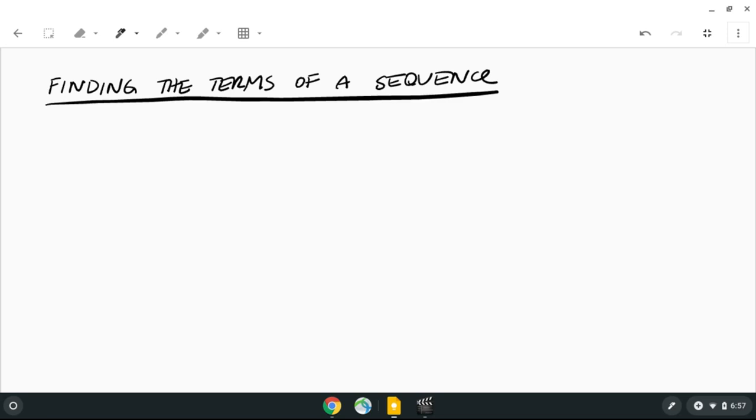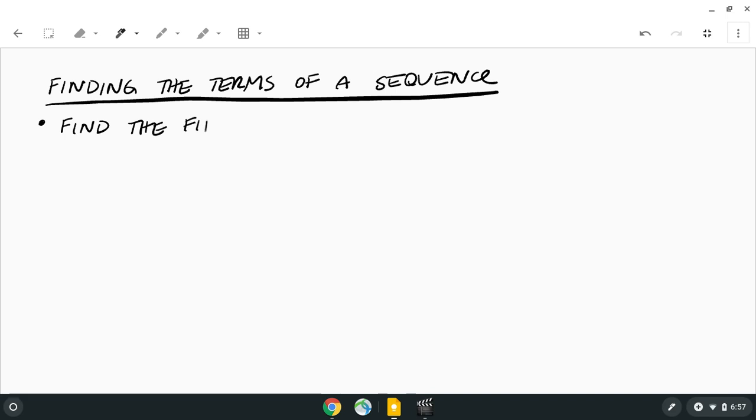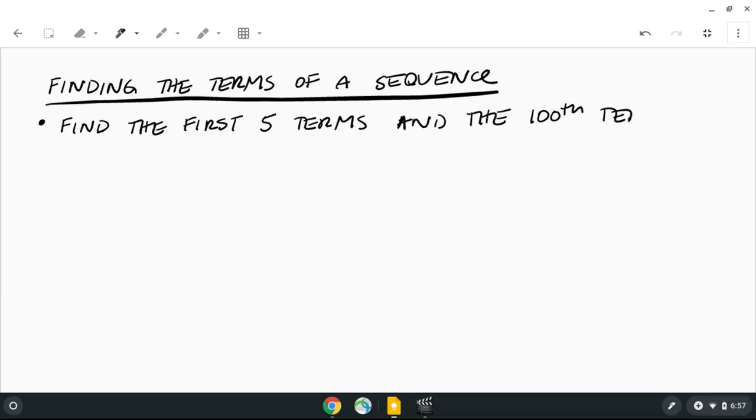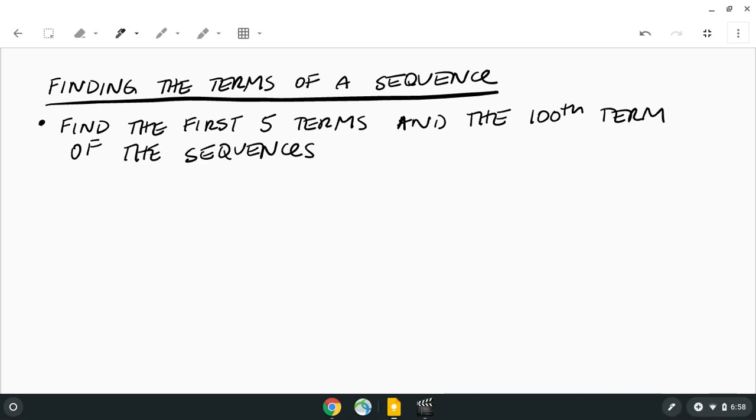Okay, so we're going to take a look at these examples here. And for all of these examples, we're going to find the first 5 terms, and we're also going to find the 100th term of the sequences defined below. Okay, so we'll do a few of these.